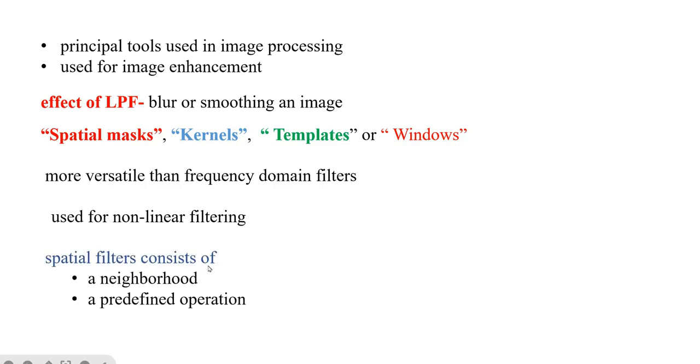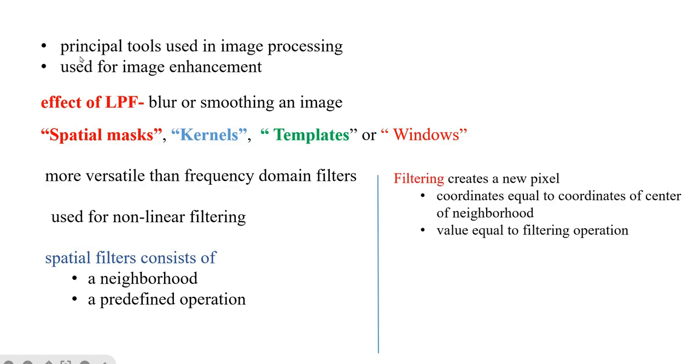Spatial filters consist of a neighborhood, which is typically a small rectangle, and a predefined operation that is performed on the image pixels associated with the neighborhood. This spatial filtering will create a new pixel with coordinates equal to the coordinates of the center of the neighborhood, and whose value will be equal to the result of the filtering operation.